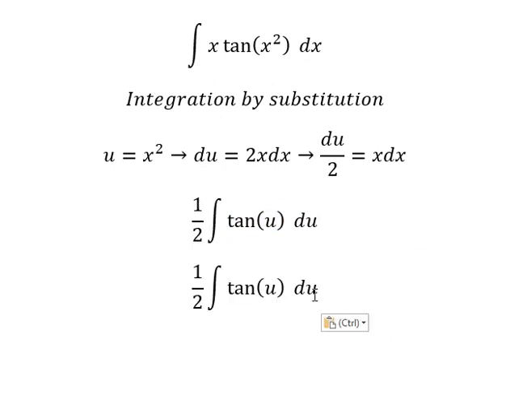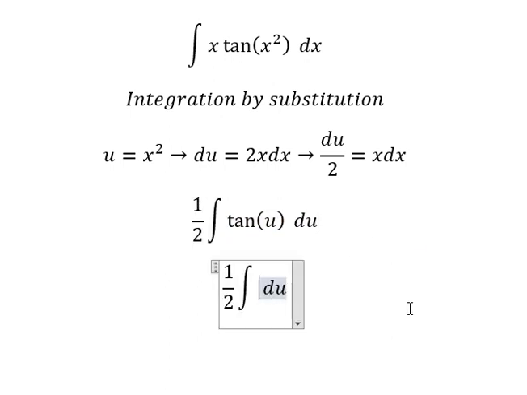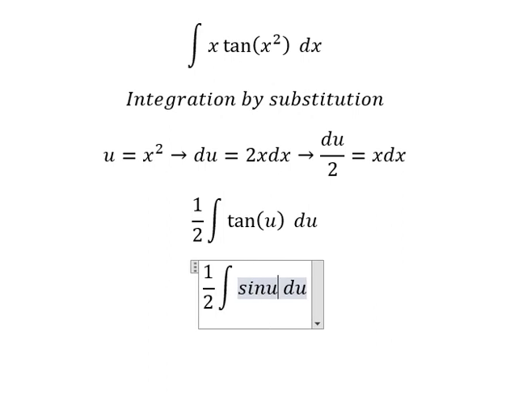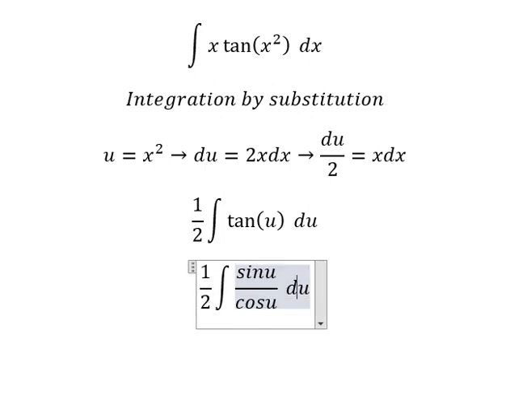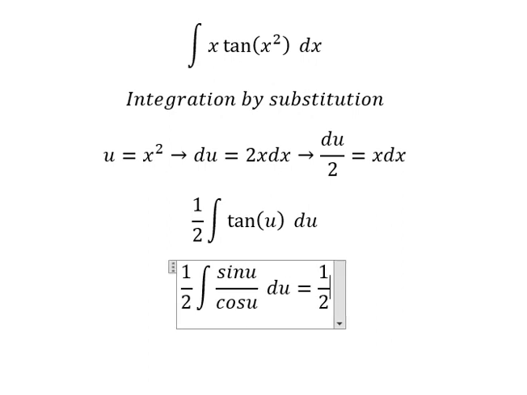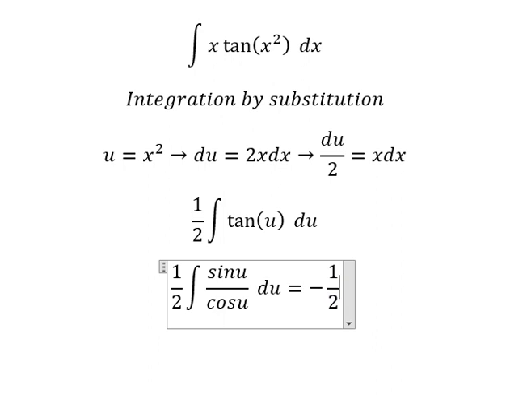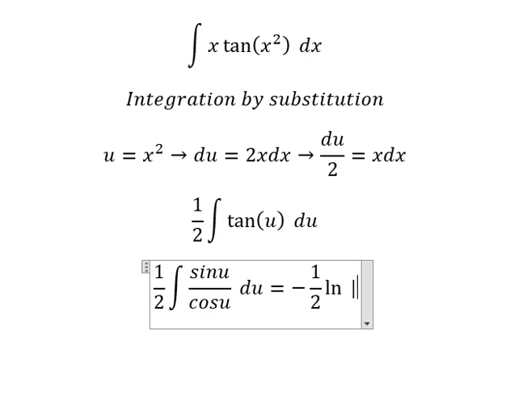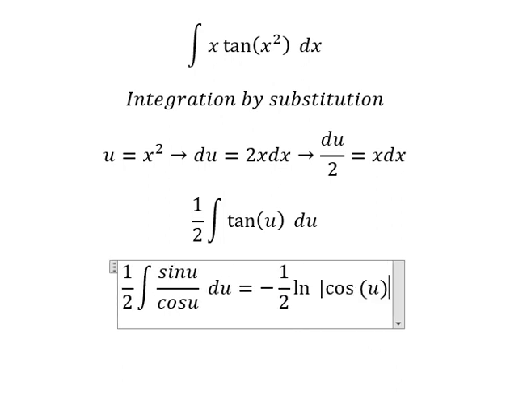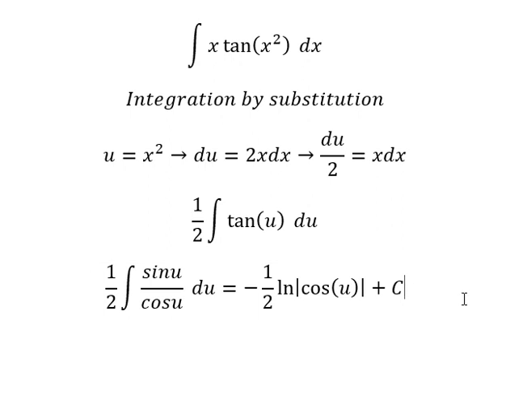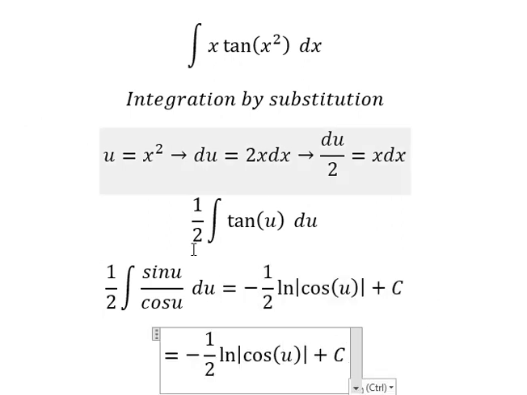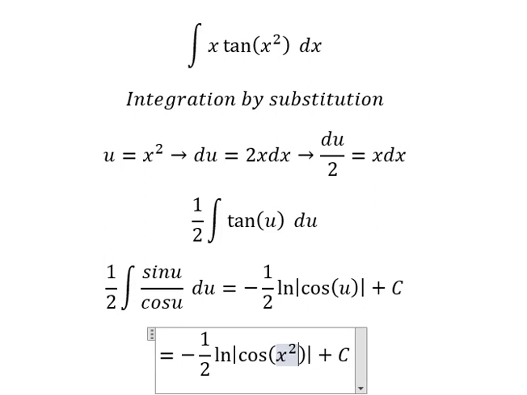So tan u, that is sine u over cosine u. So the integration of this one, we have negative ln of the absolute value of cosine u. And I will put c. About u, that is s squared. And this is the answer for question number 1.